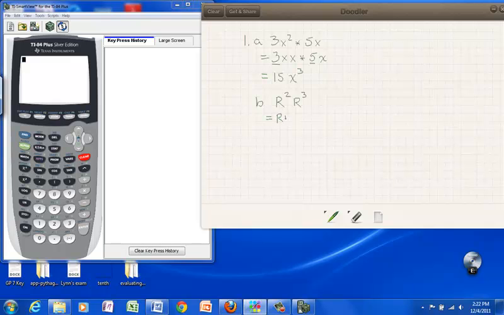R squared is r times r. R cubed is r times r times r. If we count how many r's, you'll find out that there are 5 r's, not 6. Is there a shortcut? Yes, but now's not the time to go into those things.